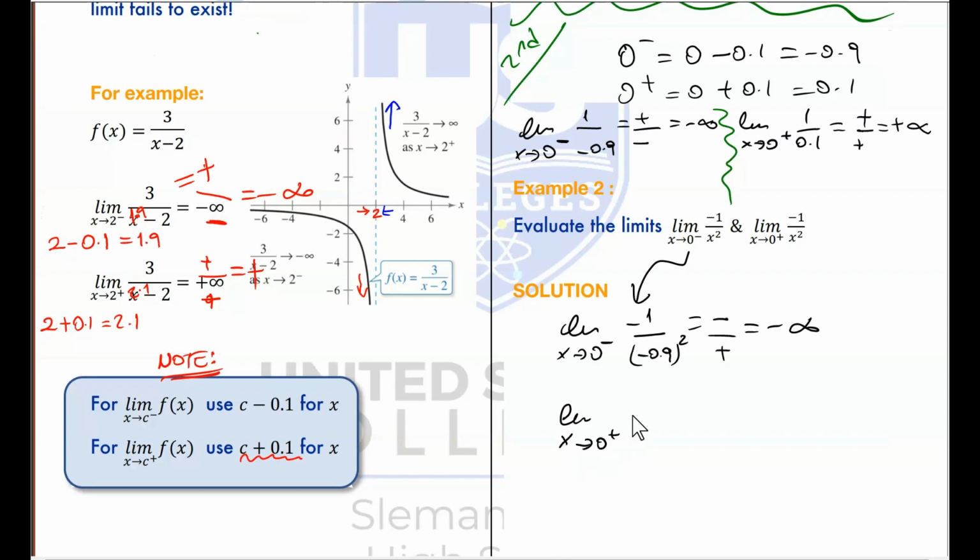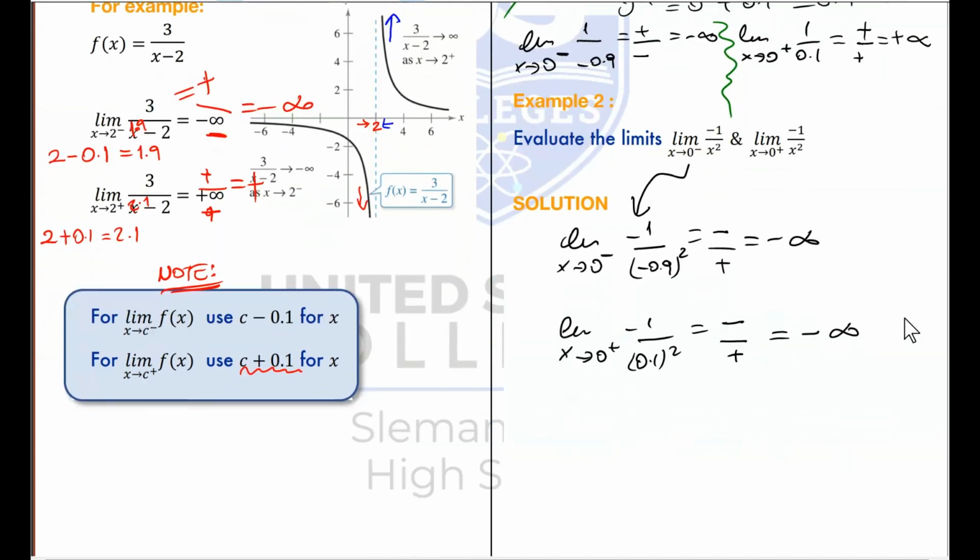We should try. So similarly, you insert, from the right, 0.1 squared. So negative for the top, still positive for the bottom. So negative over positive, negative. So they are both heading towards negative infinity. So the answer to this question for both is negative infinity. So if you are curious about the graph, it's going to be something like that. Okay.